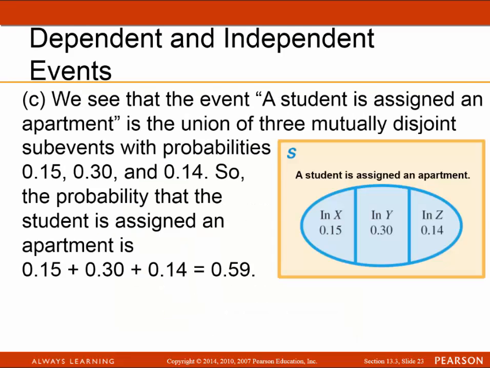Now, we see that the event a student is assigned an apartment is a union of three mutually disjoint sub-events with probabilities of 0.15, 0.3, and 0.14. So the probability that the student is assigned an apartment is just the summation of those three events, which is 0.59.